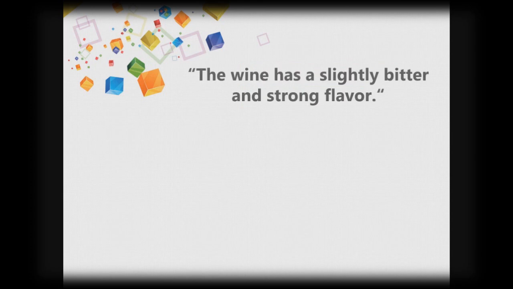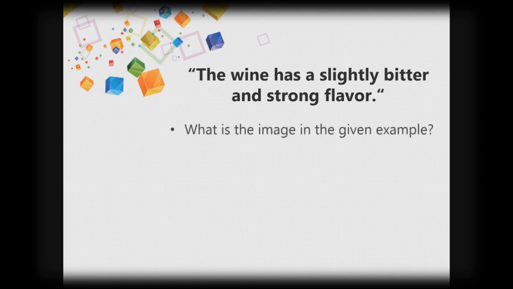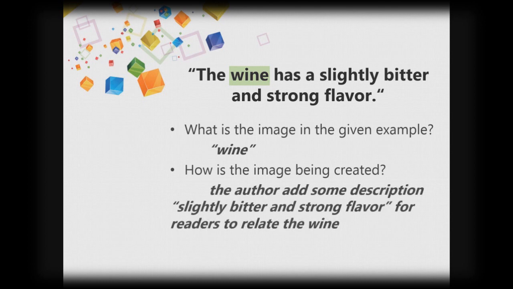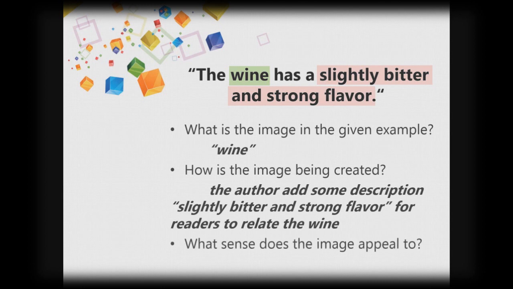Third sentence. The wine has a slightly bitter and strong flavor. What is the image in the given example? Wine. You're correct. How is the image being created? The author adds some description, slightly bitter and strong flavor, for readers to relate to the wine. What sense does the image appeal to? Sense of taste. Great job!